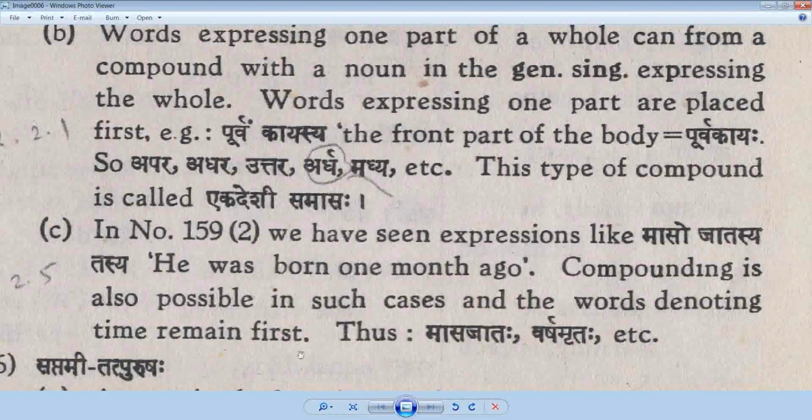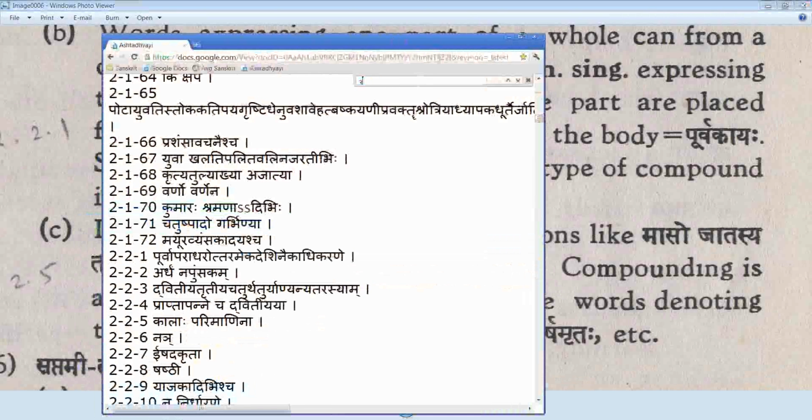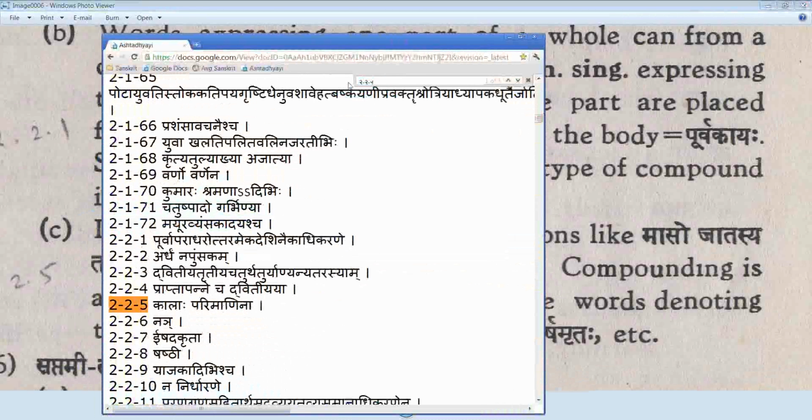So this sutram is 225. So what does 225 say? Let's look at 225 for a second. It says kalaha. So kalavachinaha shabdaha. By saying kalaha, it doesn't mean the word kala. It means the words which denote a unit of time, some measure of time. Then parimanina. So parimanin, parimana.